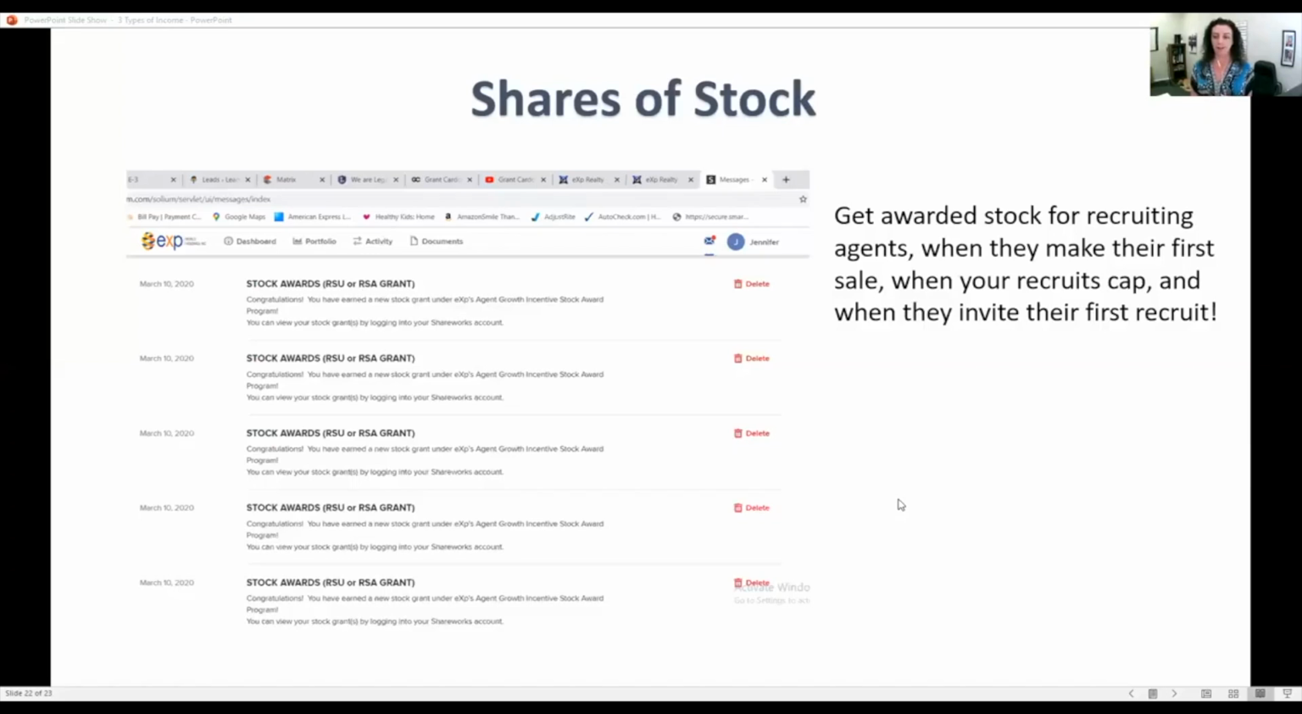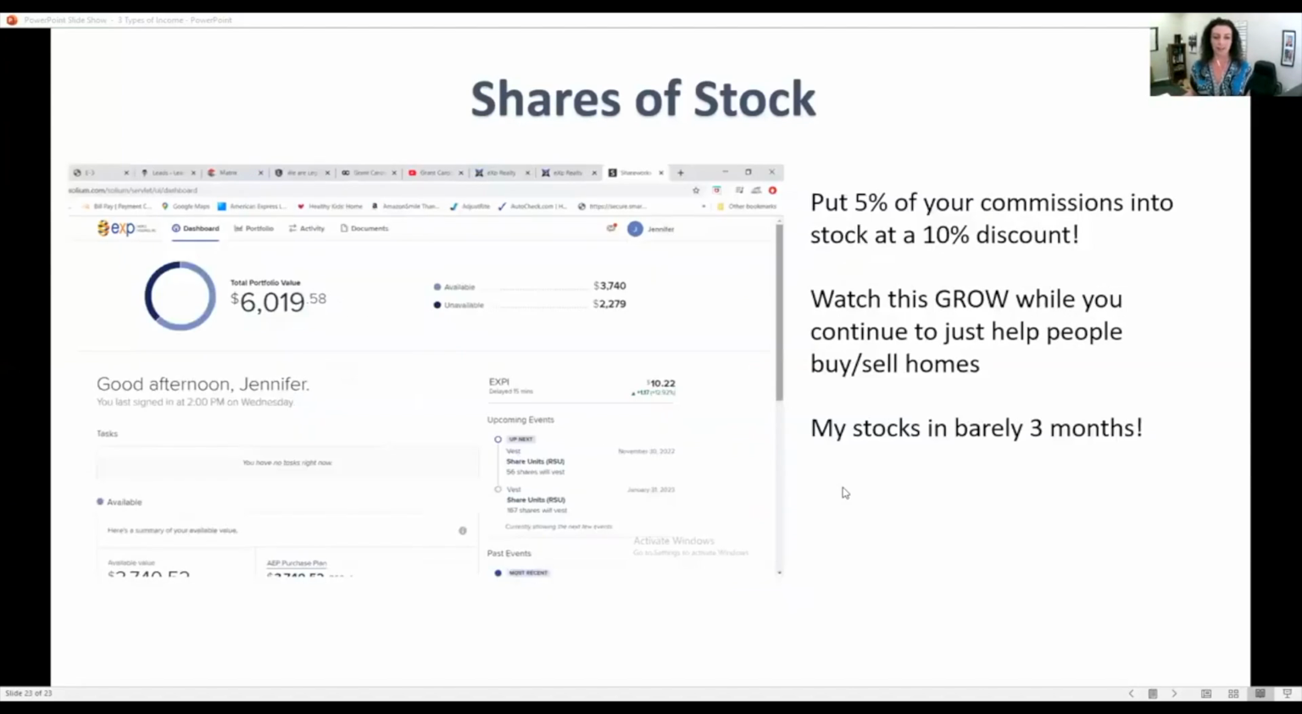Every time that agent makes their first sale, I get shares of stock. Every time my recruits cap, I get shares of stock. And when they invite their first recruit, I get more shares of stock. So you see how this is kind of working. As you're building the same business model, this is just kind of growing on the back end. It's just kind of coming on.